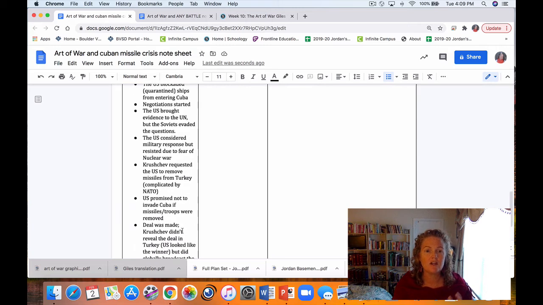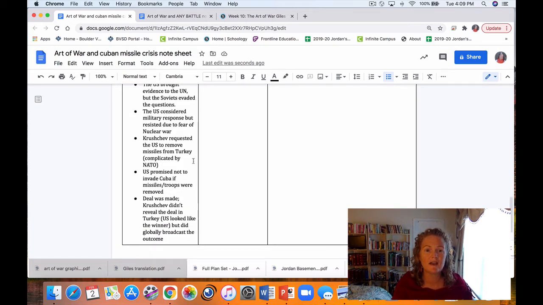At that point, Khrushchev then requested that the US remove their missiles from Turkey, which was complicated by a situation going on with NATO. But the US did promise not to invade Cuba if the missiles and troops were then removed. So the USSR had on the table this idea of removing the US's missiles from Turkey, and the US was like, okay, but what we really want is you to get out of Cuba, so we're going to promise not to invade if you'll leave Cuba, basically.